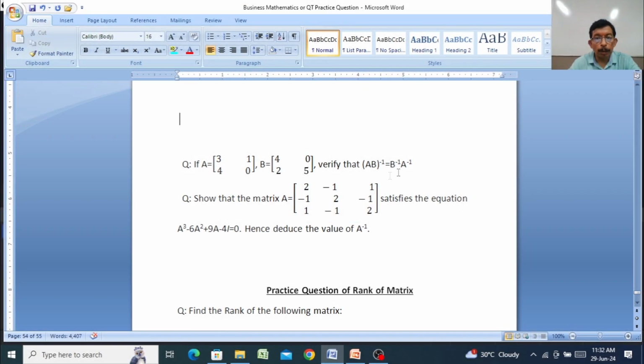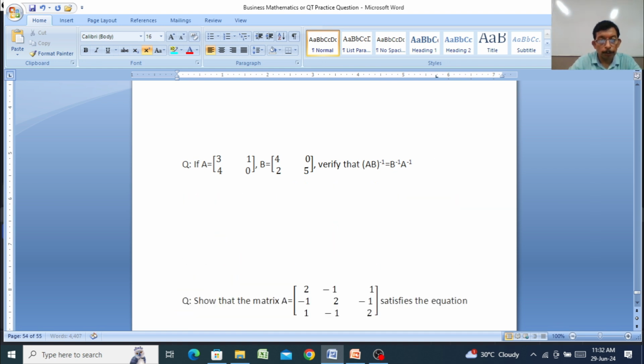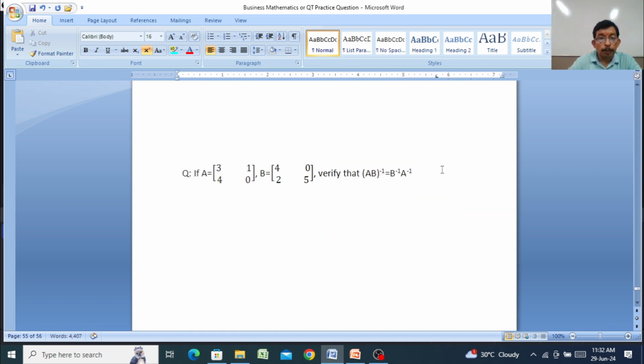Next question of the inverse of the matrix. Now verify the inverse property. If A and B are given, then verify that the inverse of AB equals B inverse into A inverse. First we find the value of A inverse and B inverse, then multiply AB.